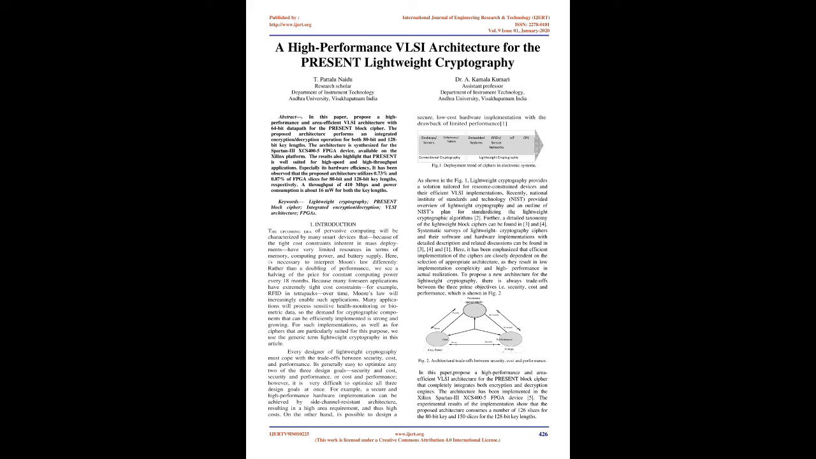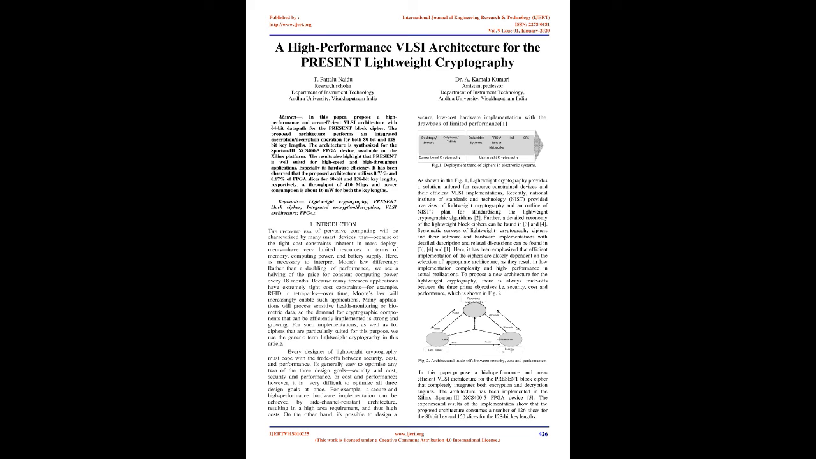The architecture is synthesized for the Spartan 3E XC3S400-5 FPGA device, available on the Xilinx platform. The results also highlight that PRESENT is well suited for high-speed and high-throughput applications. Especially for its hardware efficiency, it has been observed that the proposed architecture utilizes 0.73% and 0.87% of FPGA slices for 80-bit and 128-bit key lengths, respectively. A throughput of 410 Mbps and power consumption of about 16 mW for both the key lengths. Keywords: lightweight cryptography, PRESENT block cipher, integrated encryption/decryption, VLSI architecture, FPGAs.